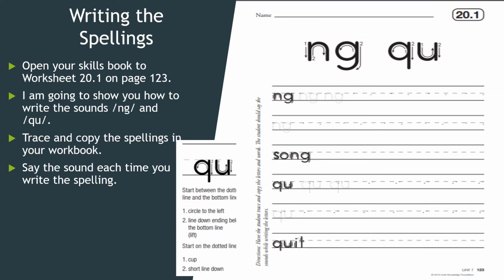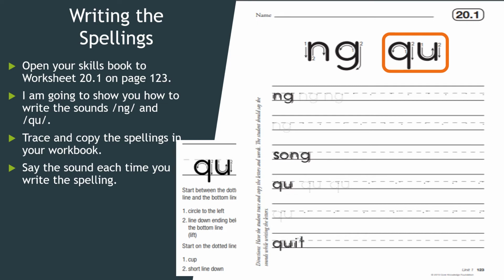Now let's move on to the next sound. This next sound is qu, made with the Q and the U. I will show you how to write the Q and the U. For the Q, you will start between the dotted line and the bottom line. You will circle to the left, make a line down ending below the bottom line, and lift your pencil, and you are done with your Q.